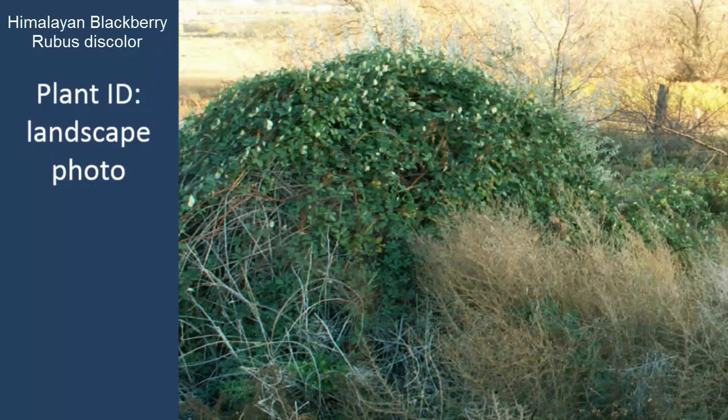Himalayan blackberry prefers disturbed areas and shades out other plants. Sometimes it grows on or over other plants or objects like fences. Himalayan blackberry is common in both eastern and western Washington.